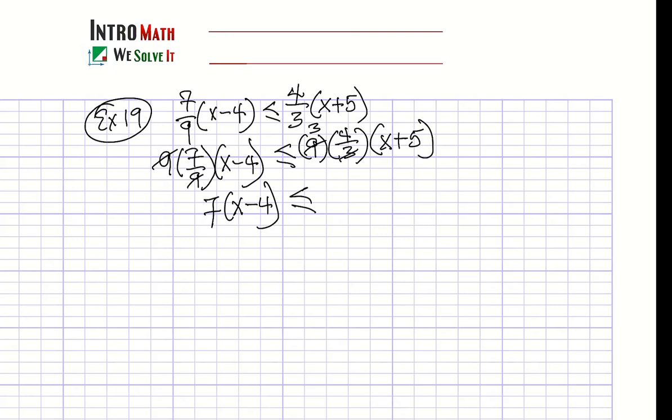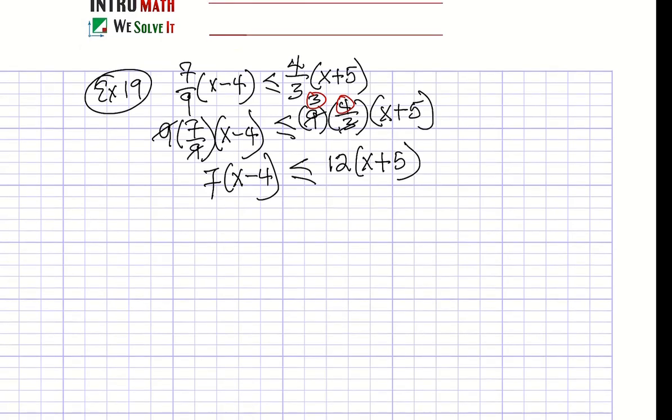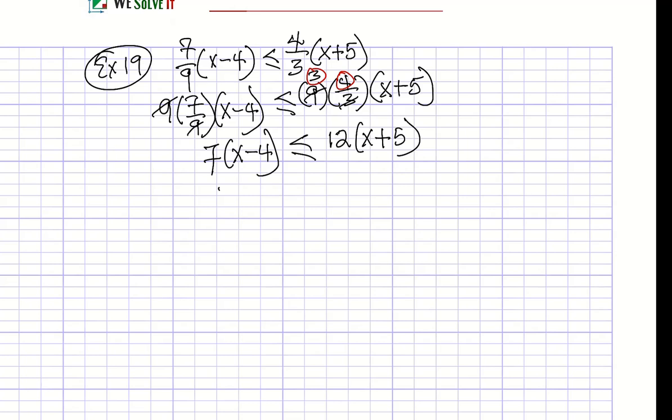So that becomes, you see, 3 times 4 is 12. So let's take care of that right now. x plus 5. You see that, right? This 3 here times that 4 is 12. Okay, you see that, right? All right. Okay. So now we remove brackets. You have 7x. 7 times 4 is 28, right? 28 less than or equal to 12 times x.